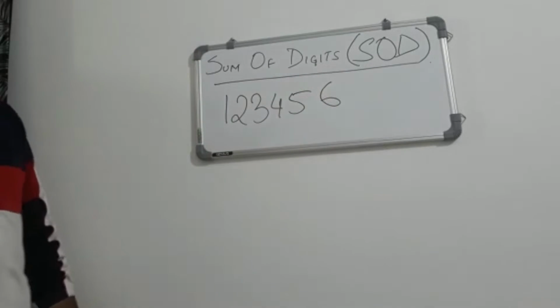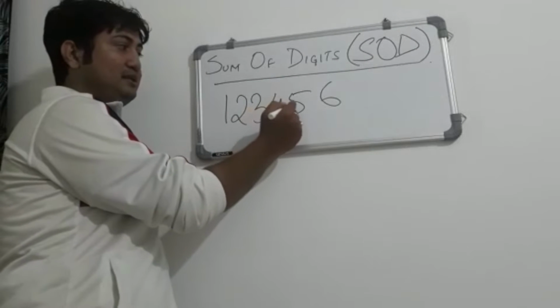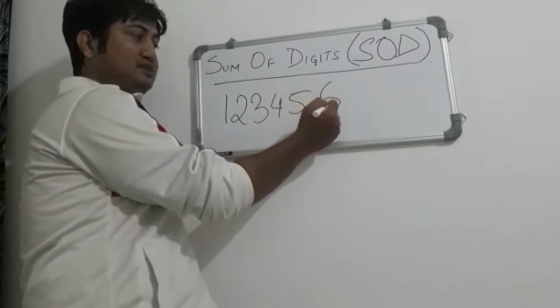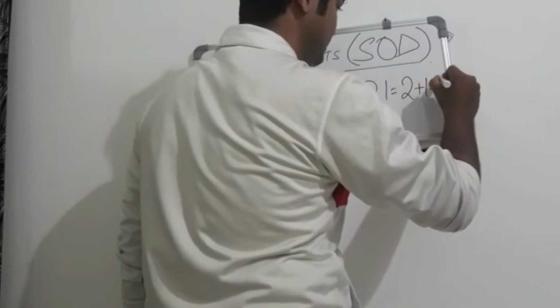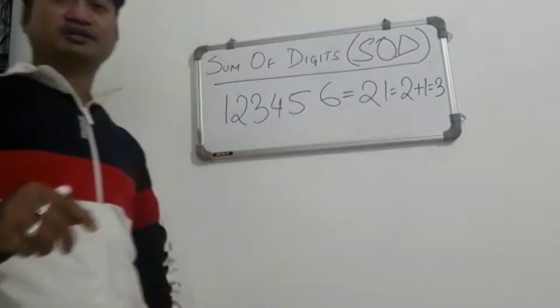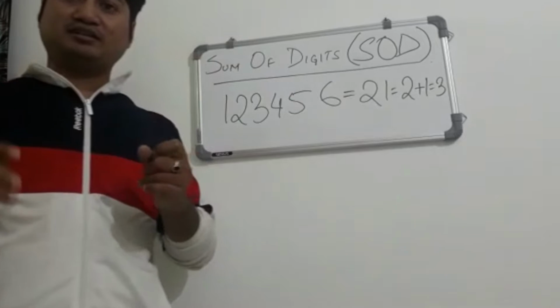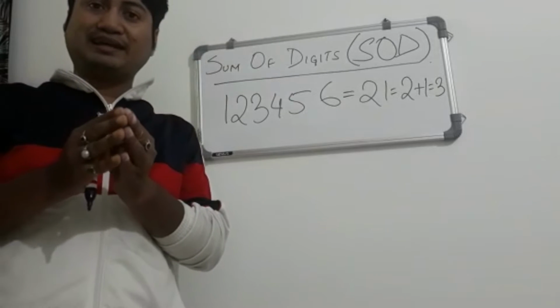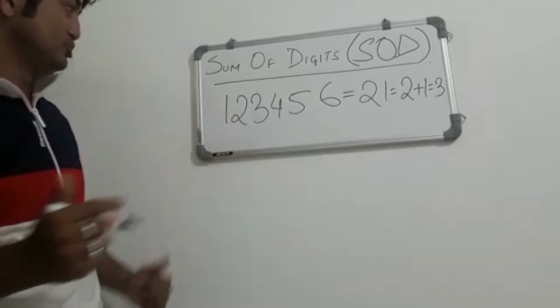If you add 1 plus 2 is 3, 3 plus 3 is 6, 6 plus 4 is 10, 10 plus 5 is 15, 15 plus 6 is 21, which is basically 2 plus 1, or 3. So there is a shortcut to it. What the concept tells is that you can cancel out digits that add to nine and consider them as zeros while you're adding. I'll actually show it to you.